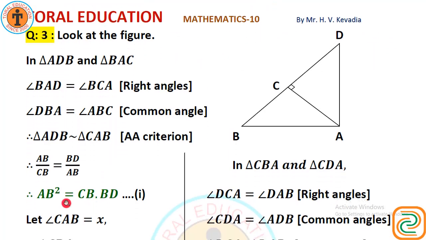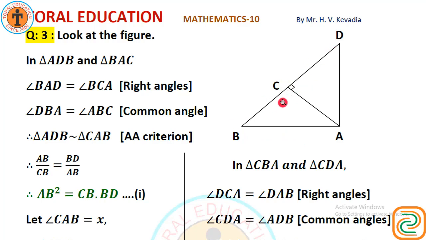Question number 3. Look at the figure. ABD is a triangle right angled at A. AC is perpendicular to BD. Therefore show that AB square equals BC into BD.